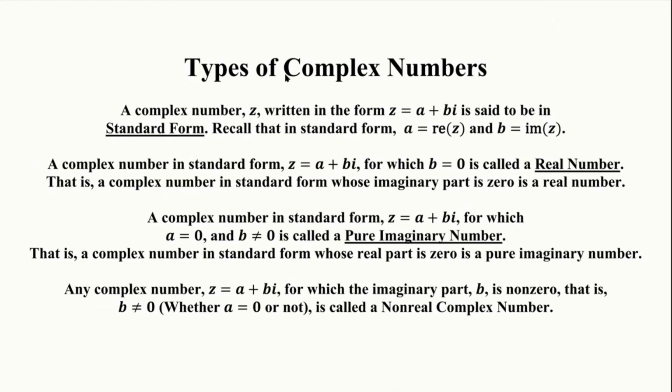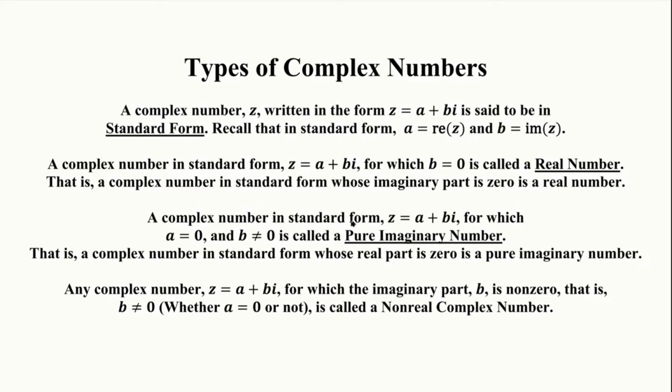All right, so we already talked about this, but we'll formalize it here. We want to talk about the types of complex numbers. A complex number z, written in this form z equals a plus bi, is said to be in standard form. Recall that in standard form, the a becomes the real part of z, and b, without the i, is just called the imaginary part of z. A complex number in standard form, z equals a plus bi, for which b is 0, that means what? The imaginary part is 0, just becomes a what? A real number. So a complex number in standard form, whose imaginary part is 0, is a real number.